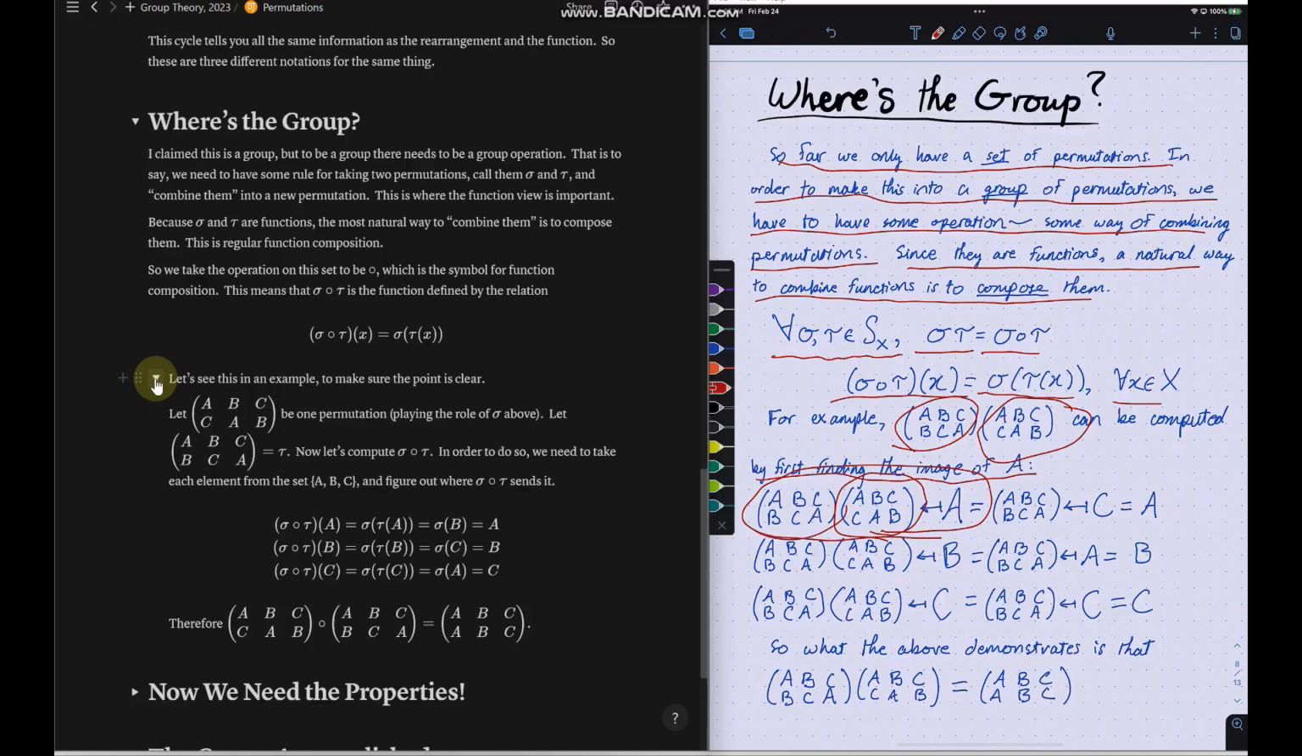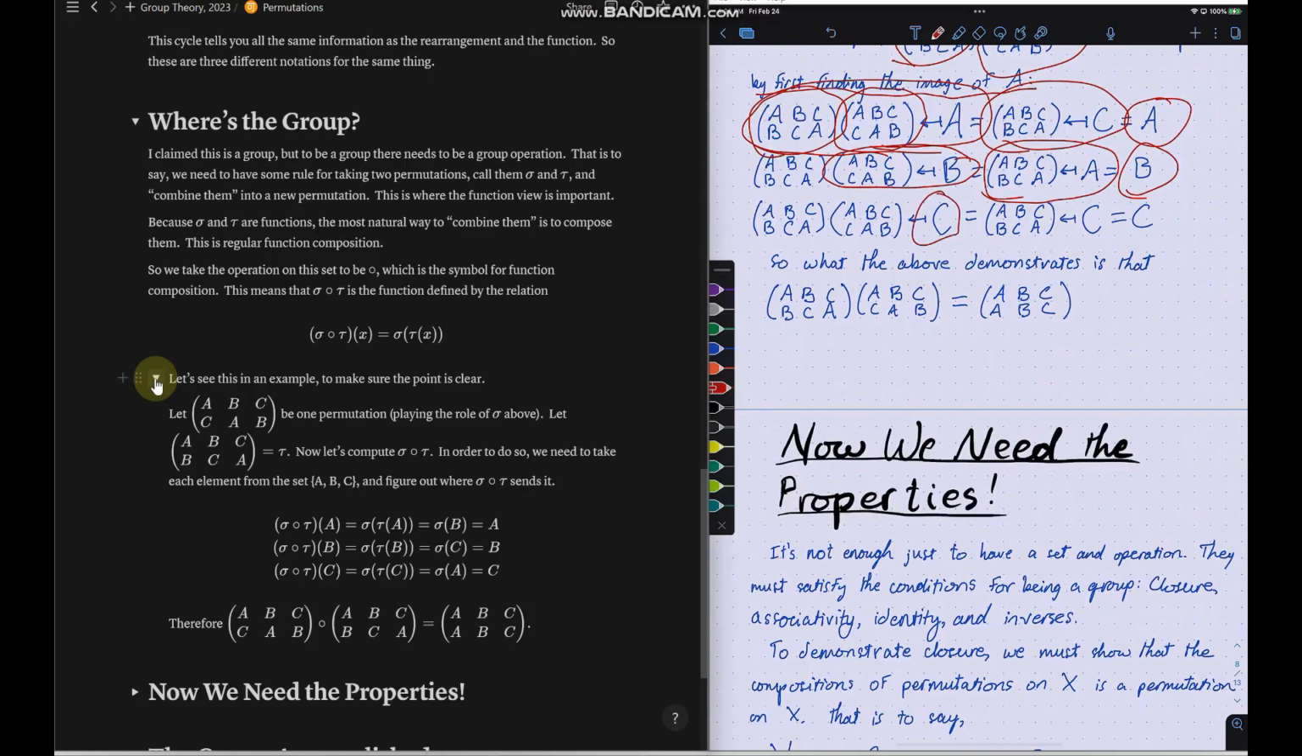Then we pass that C along to the next permutation, and that permutation sends C to A. So at the end, we see that A goes to A. Now we do it for B. We pass B into the first permutation, and it sends B to A. So now we're going to send A to the next permutation, and that sends A to B. So ultimately, we saw that this sent B to B.